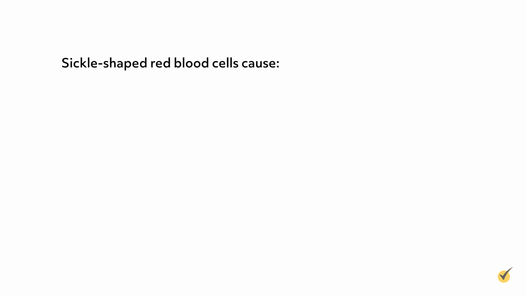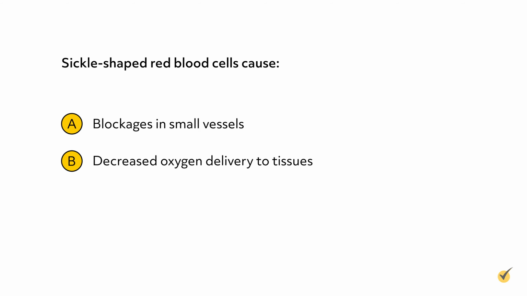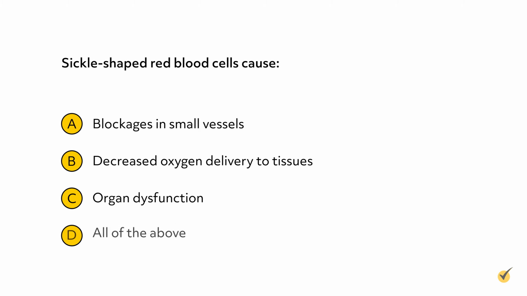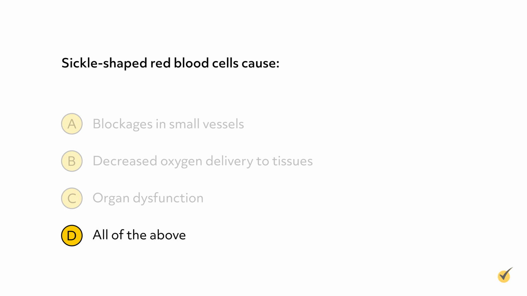Number 3. Sickle-shaped red blood cells cause A. Blockages in small vessels, B. Decreased oxygen delivery to tissues, C. Organ dysfunction, or D. All of the above. If you chose D, you're correct. Sickle cells tend to cluster together on the lining of blood vessels, causing blockages and preventing adequate oxygen delivery to the tissues, which can cause pain, organ dysfunction, and complications.